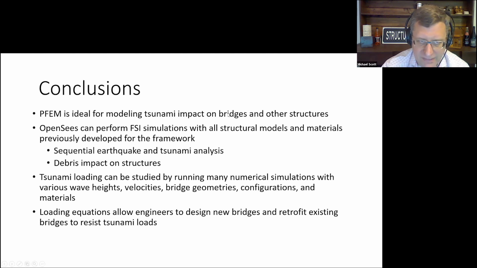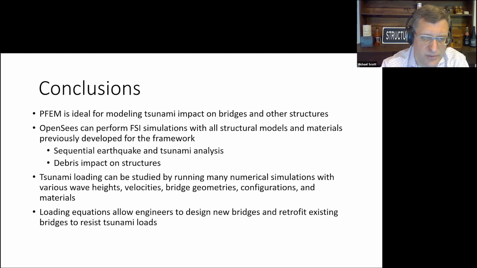Again, because the FSI is done in a Lagrangian form, all the stuff that earthquake engineers are familiar with in OpenSees can be used for FSI to let us look at sequential earthquake and tsunami analysis on buildings as well as bridges.